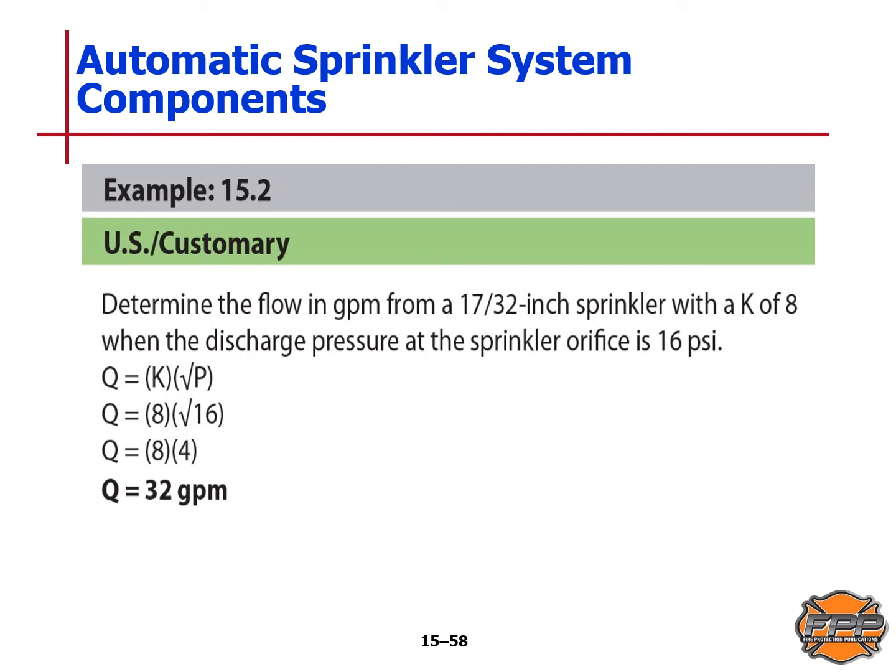This is example 15.2 from your book. Let's determine the flow in gallons per minute from a 17/32 inch sprinkler with a K of 8 when the discharge pressure at the sprinkler orifice is 16 psi. The formula is the same, Q equals K times the square root of P. So we plug in the numbers. Q equals 8 times the square root of 16. Q equals 8 times 4. So the Q, or flow rate, is 32 gallons per minute.